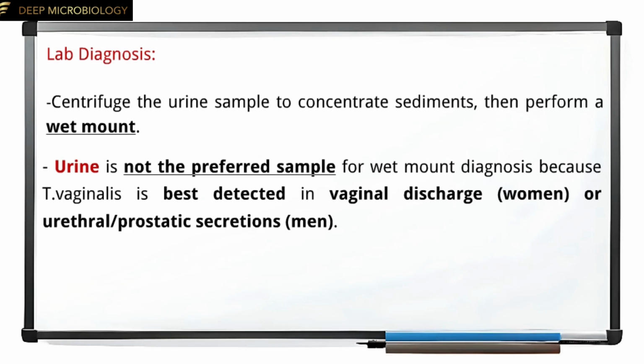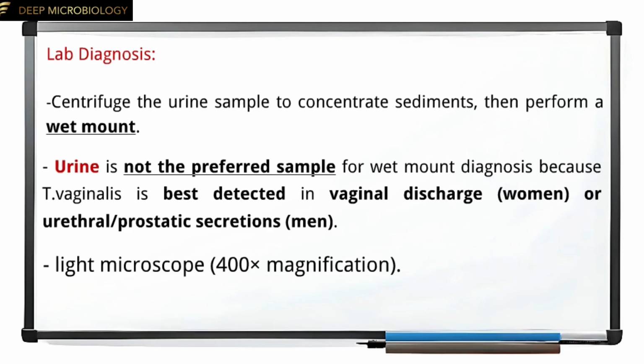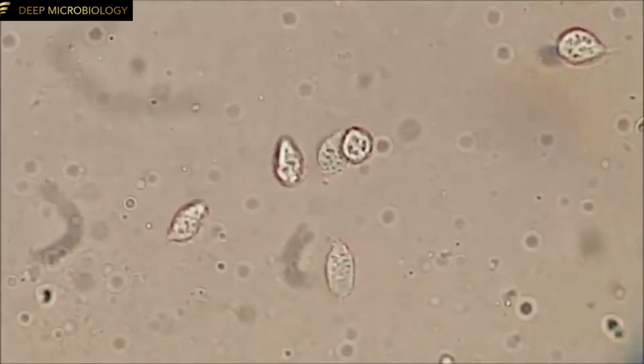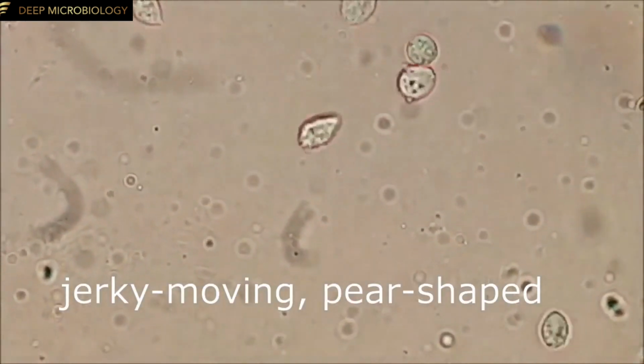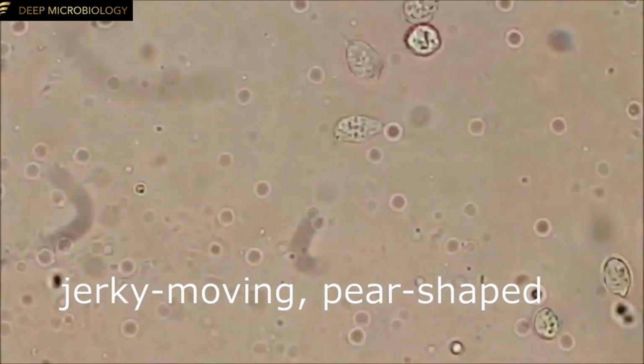Examine the wet mount under a light microscope at 400 times magnification, and look for motile, jerky moving, pear-shaped Trichomonas vaginalis trophozoites, as shown in this video.